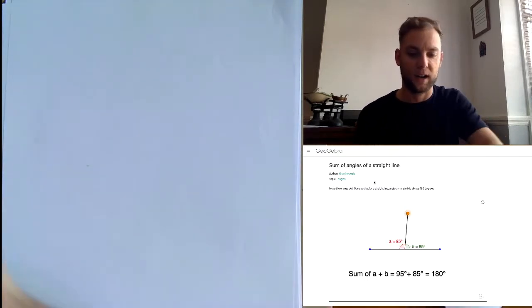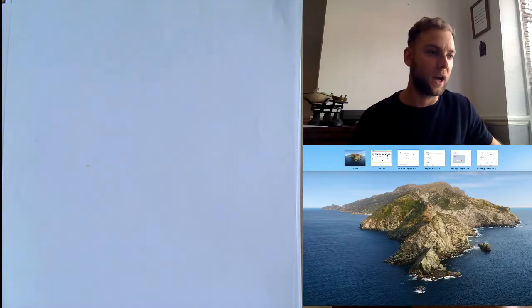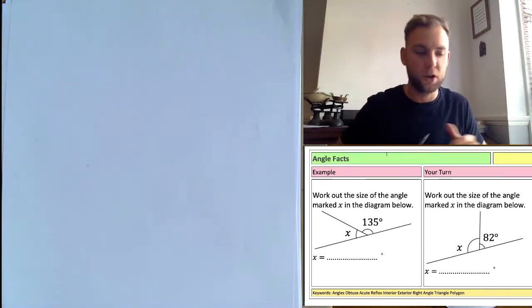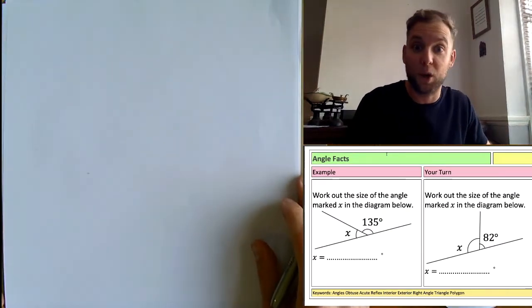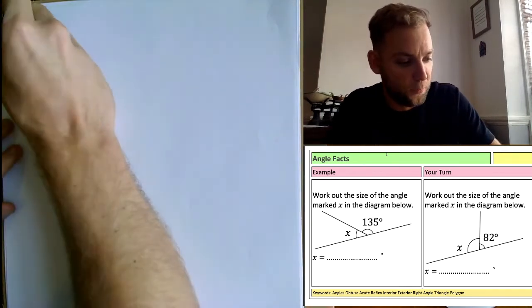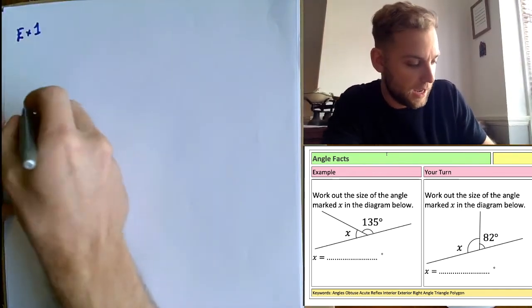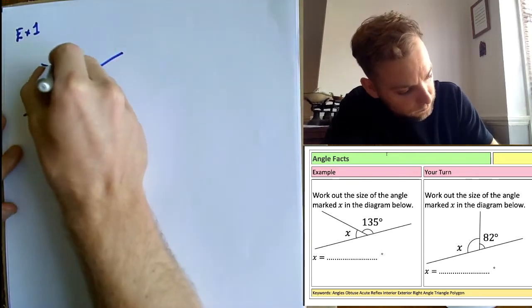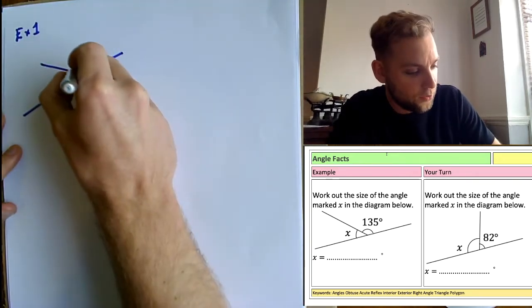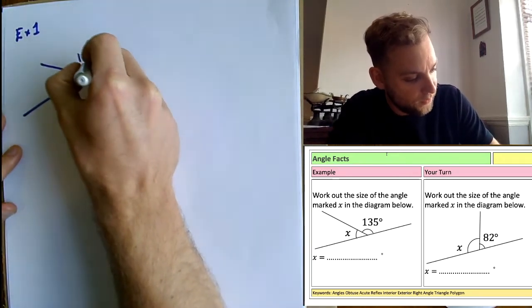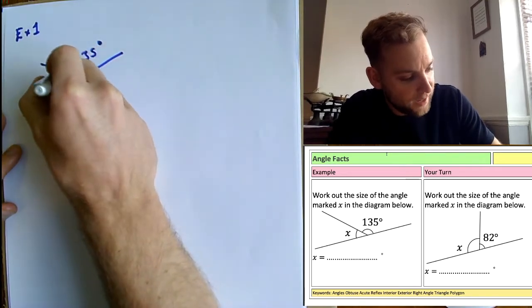I'm going to use that fact, first of all, to have a little look at these questions here. So I'm going to have a go at one. Make sure you're getting these down in your notes. Remember, the only way to learn maths is to do it. So, example 1. And here I've got an angle. I know that this is equal to 135 here. And I'm trying to find out this one here.